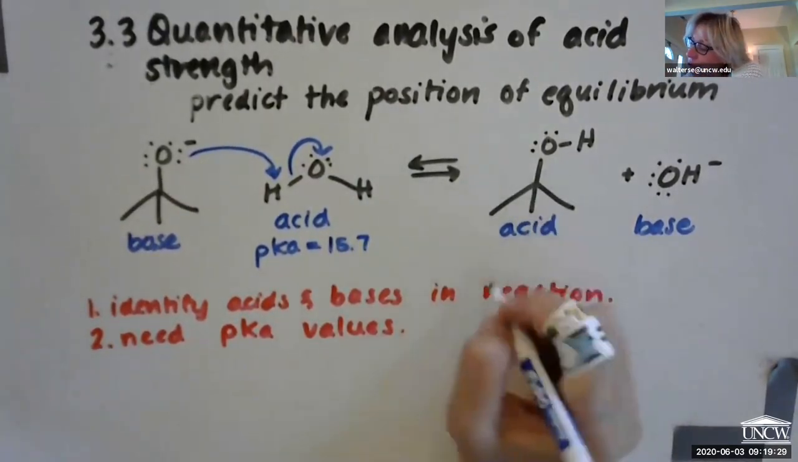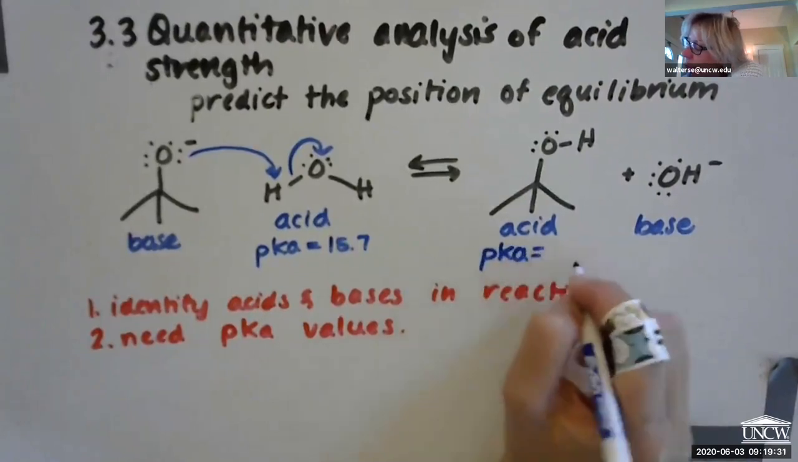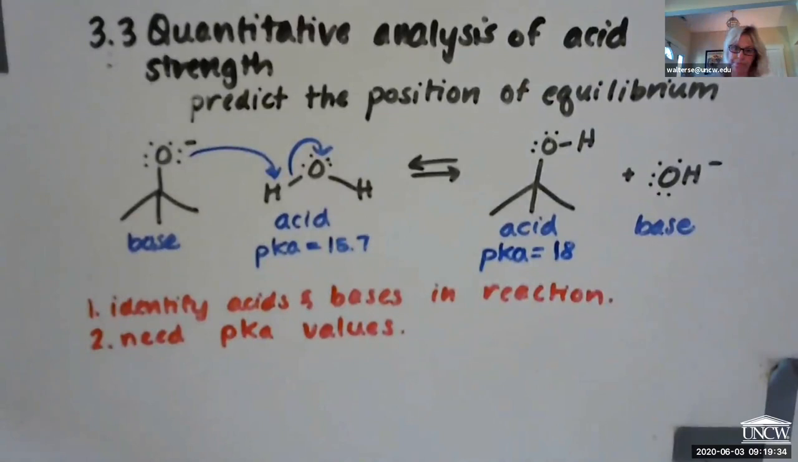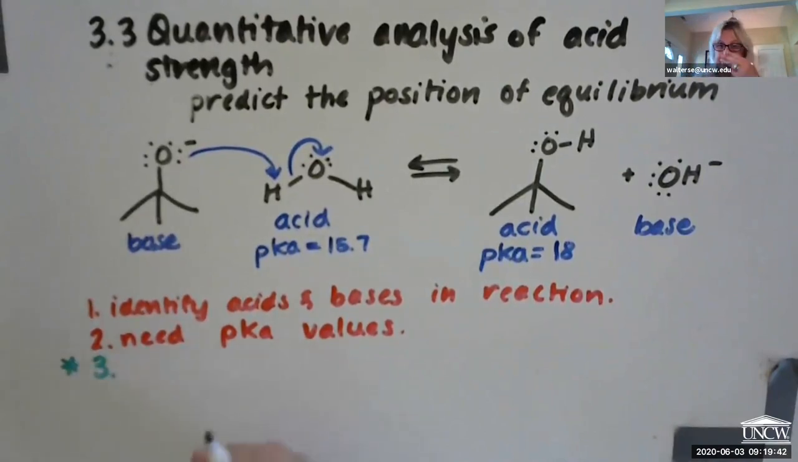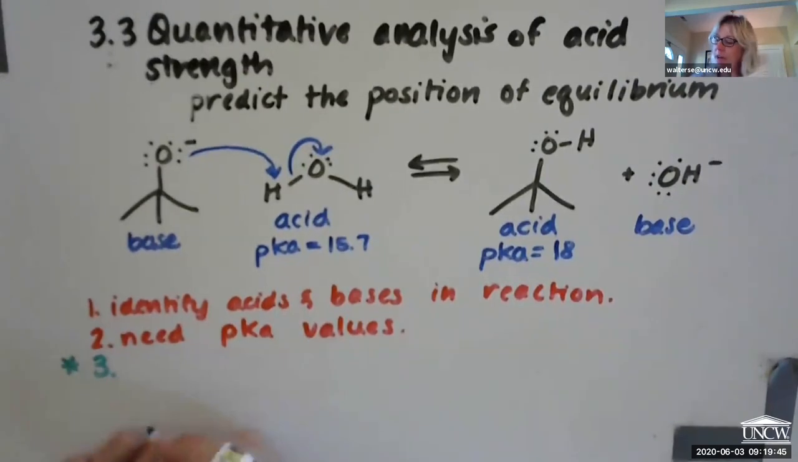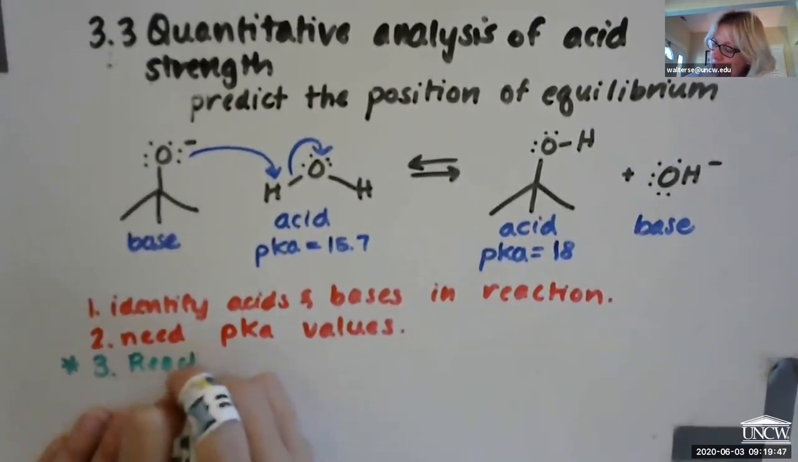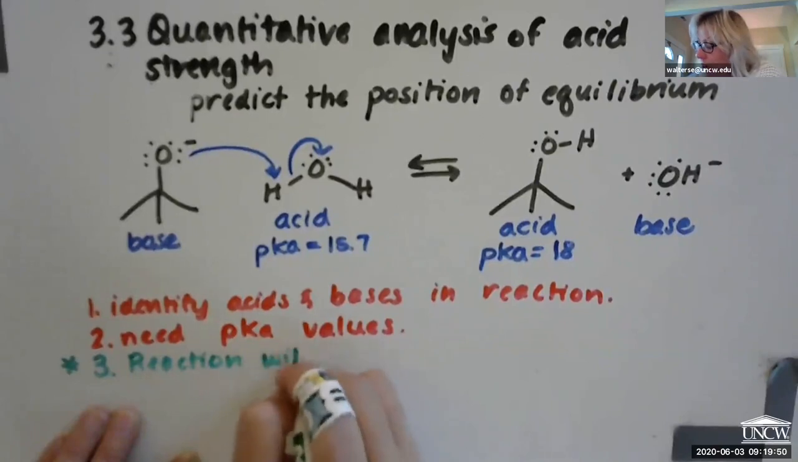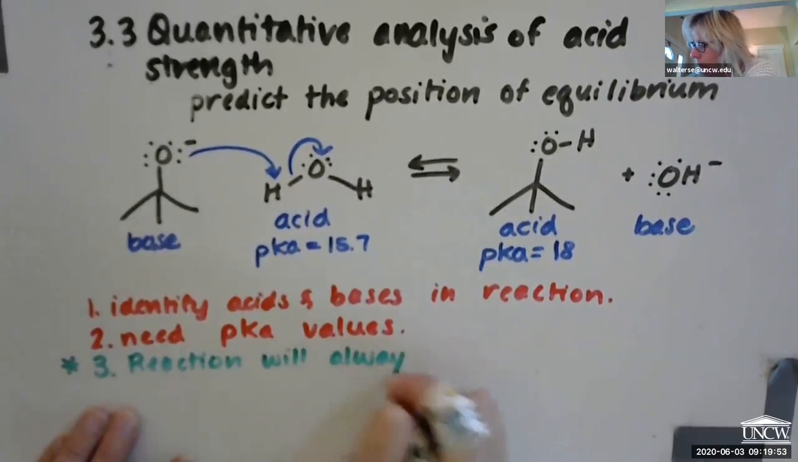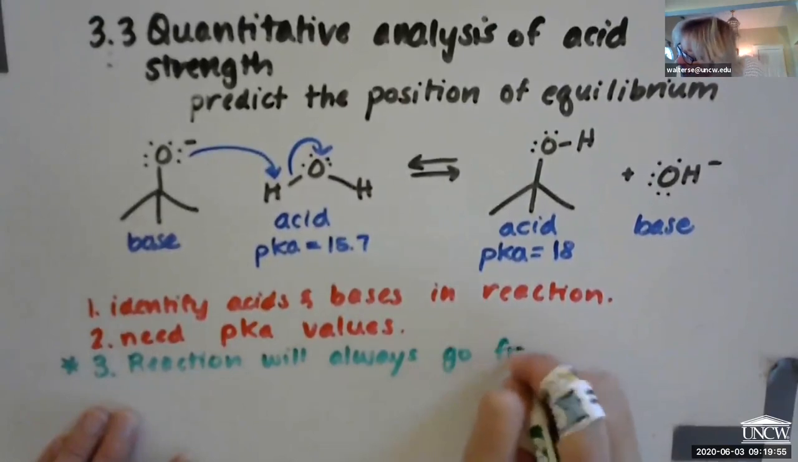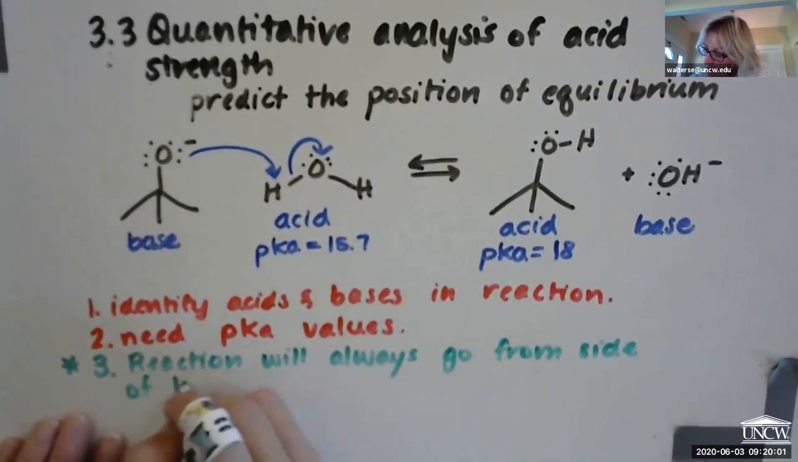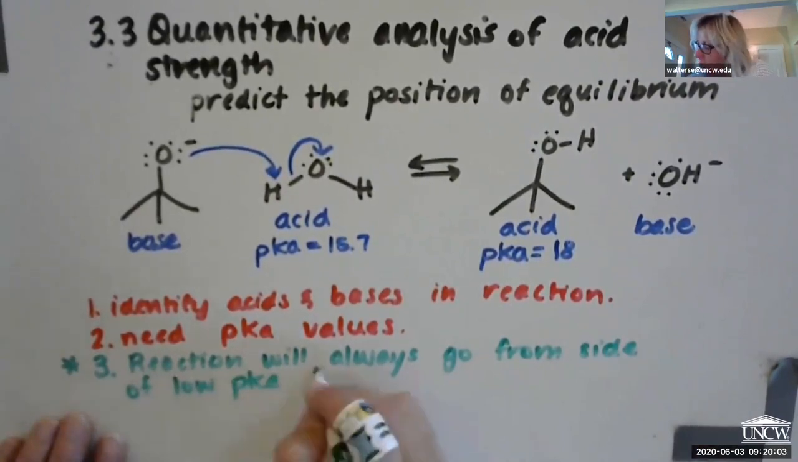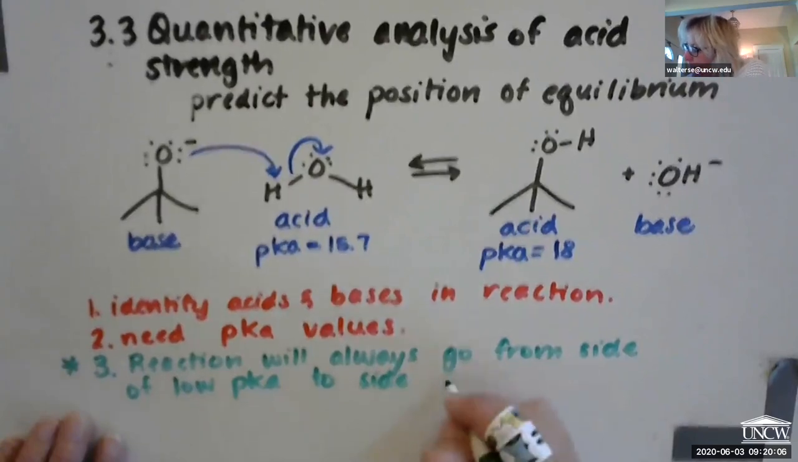The pKa of tert-butanol is 18. Now, this is a very important last point, and this is going to tell you how to proceed. The reaction will always go from the side of low pKa to the side of high pKa.